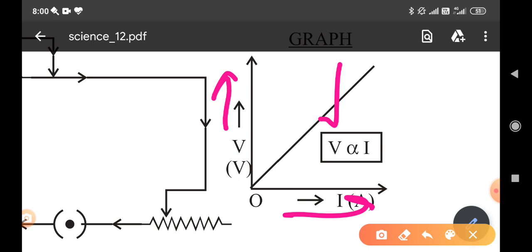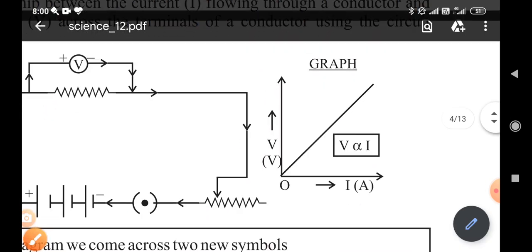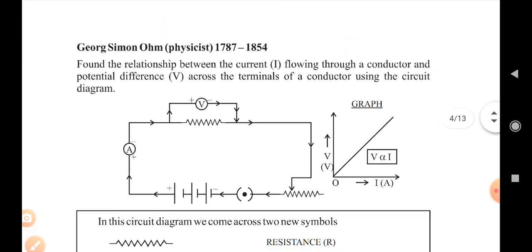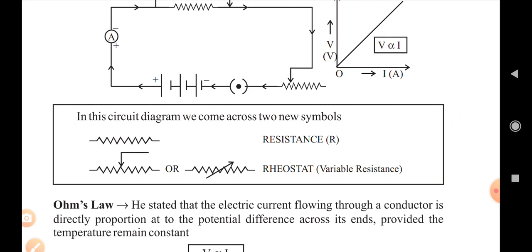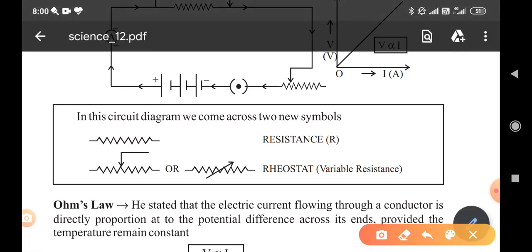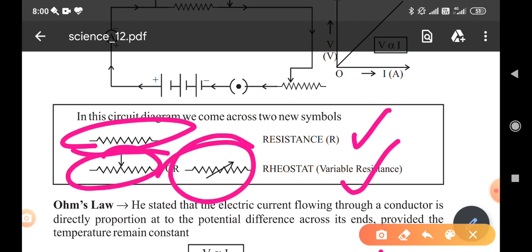In this circuit diagram, we come across two new symbols, resistance and rheostat. Resistance is commonly drawn by this figure and represented by capital R, and rheostat either this or this. This is also a variable resistance.